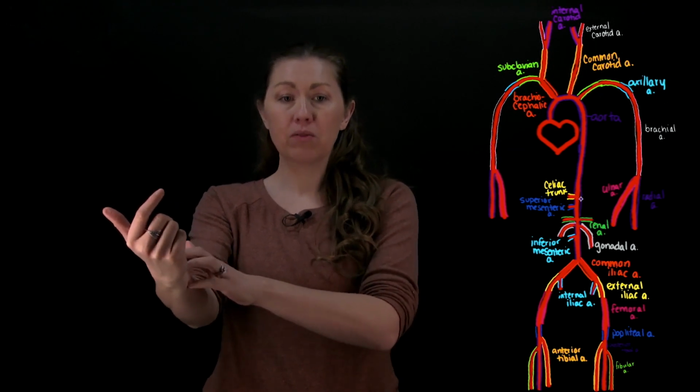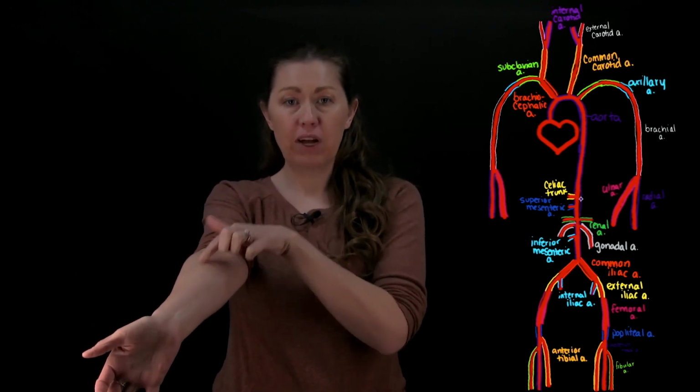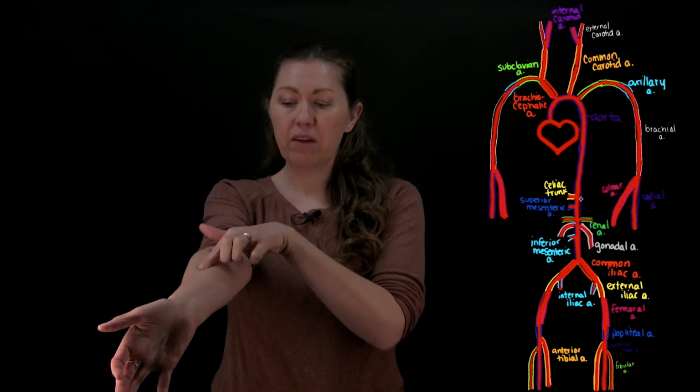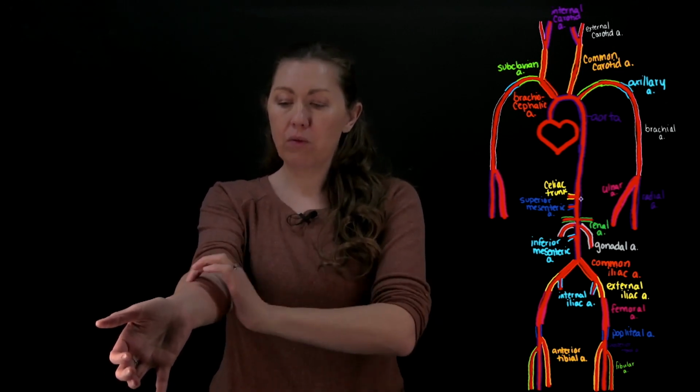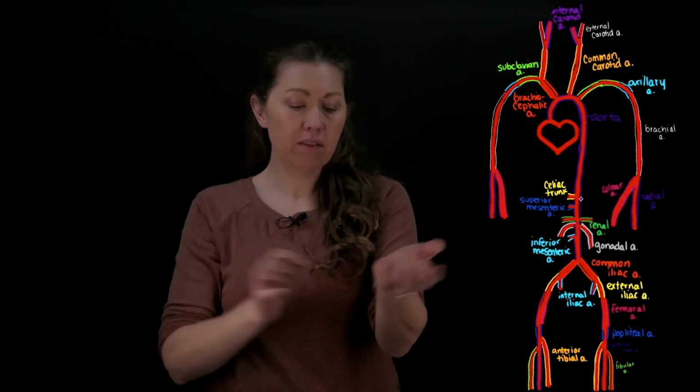Then as you work your way into the forearm, you name it for which side you're on. So if you're going thumb side, that's going to be the radial. If you're going pinky side, that's the ulnar, because that's where those bones are. So we have a radial artery, and then we have an ulnar artery. And that's the same on both sides.